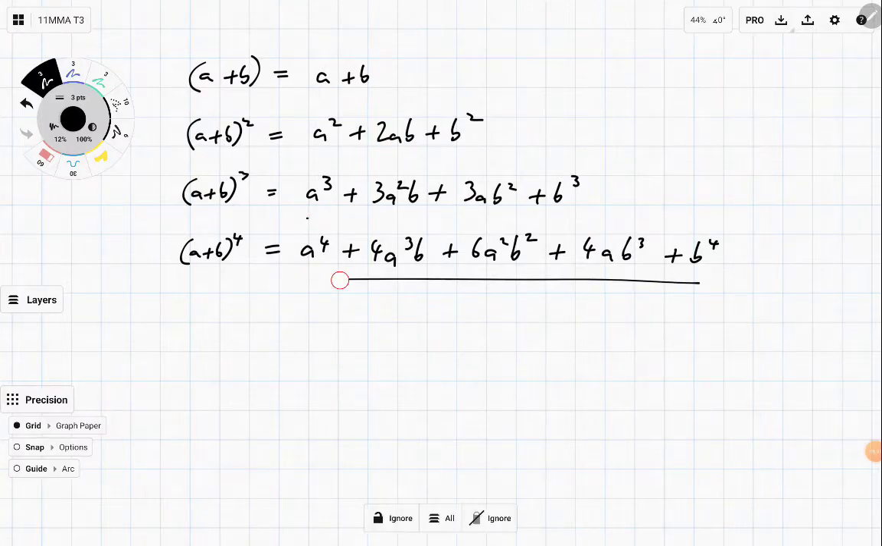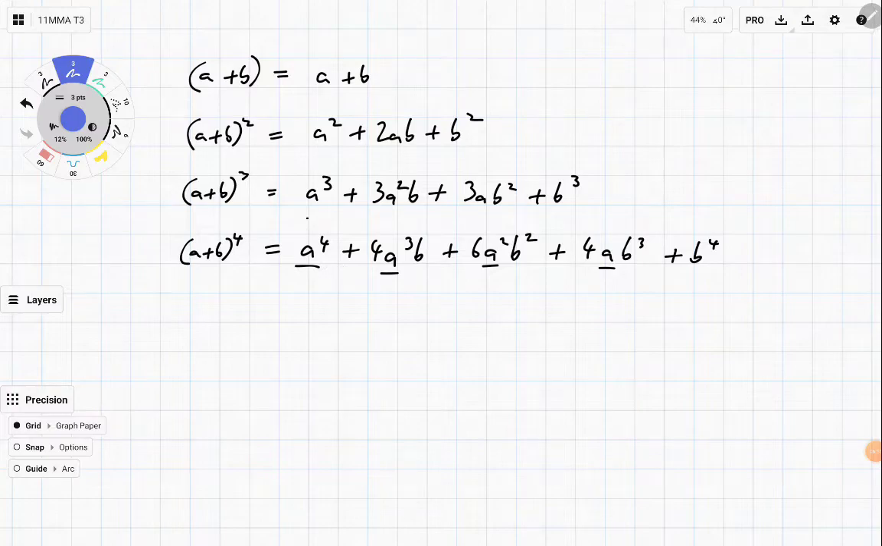But the more interesting part is to look at what happens to the actual powers. We've got a to the 4, and then a to the 4 becomes a to the 3, which becomes a to the 2, which becomes a to the 1, which disappears, or we can think of it as a to the 0. Similarly, we get b to the 0, b to the 1, b to the 2, b to the 3, b to the 4. Now that pattern happens for all of them.